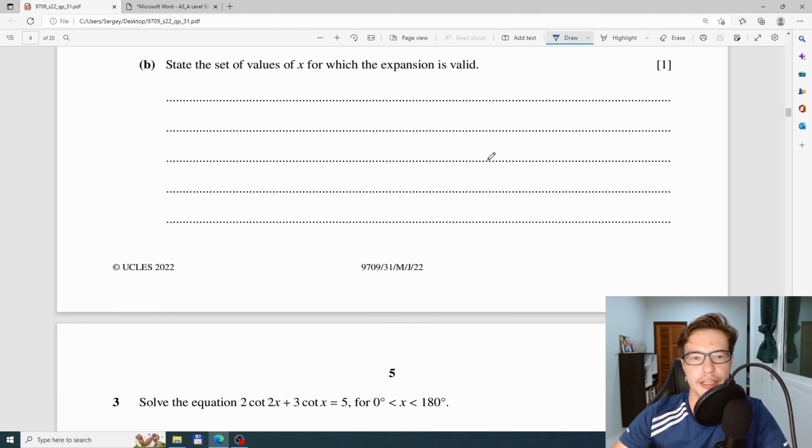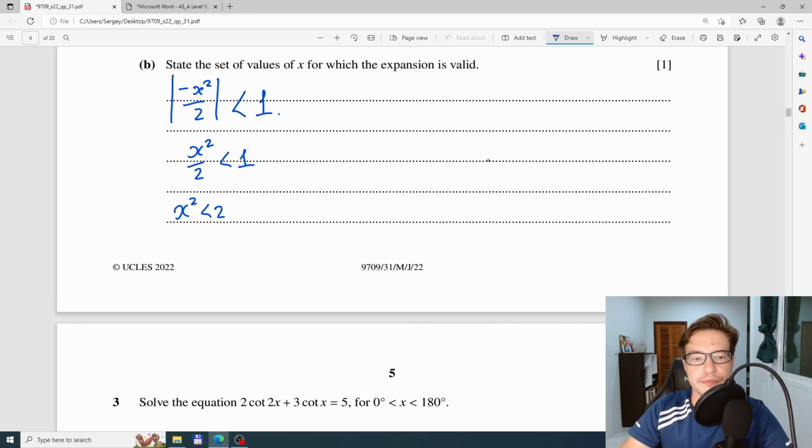So that means negative x squared over 2, absolute value, should be less than 1, and we'll have to solve it. Now the absolute value will remove the negative sign. I will get x squared over 2 less than 1. I will multiply both sides by 2 and get x squared is less than 2.